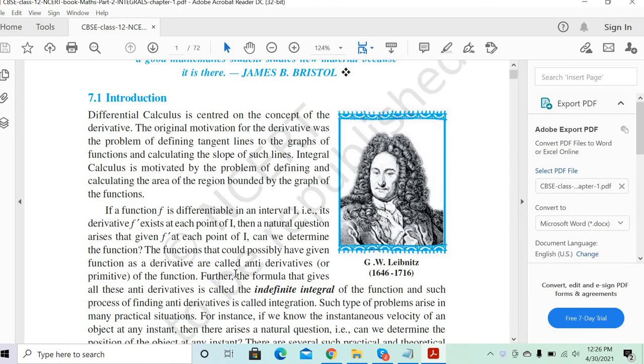Differential calculus is centered on the concept of derivative. The original motivation of the derivative was the problem of defining the tangent lines to the graphs of functions and calculating the slope of such lines. Integral calculus is motivated by the problem of defining and calculating the area of a region bounded by the graph of the functions. So this is quite important. This is the application of integration we are talking about at the front.